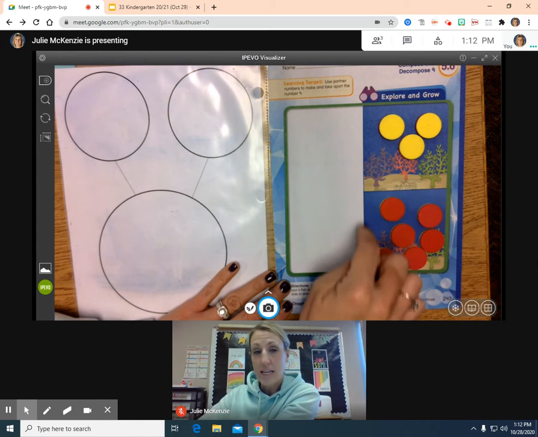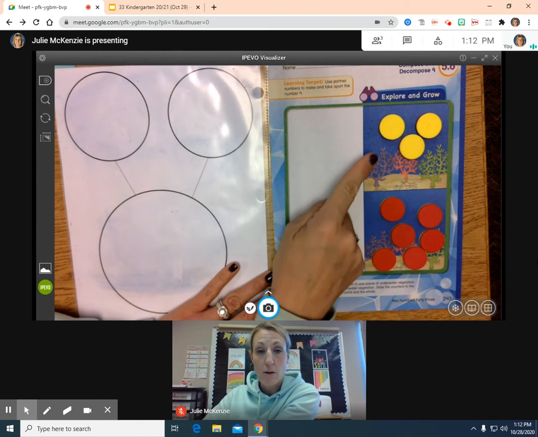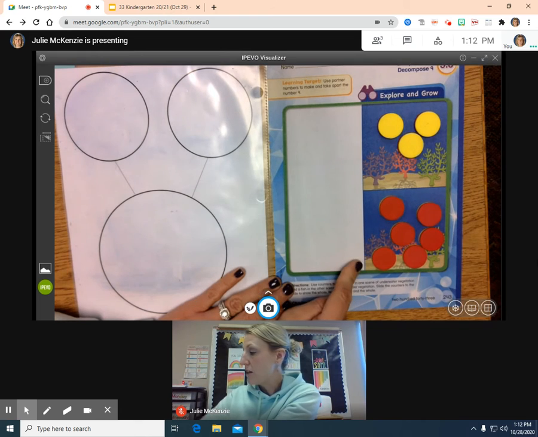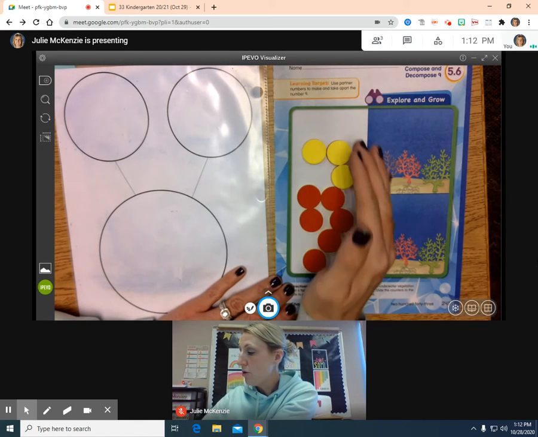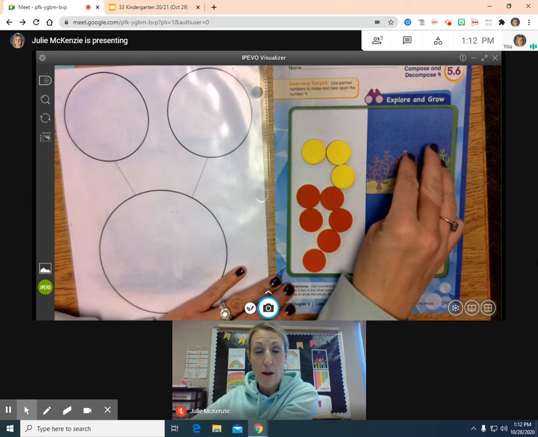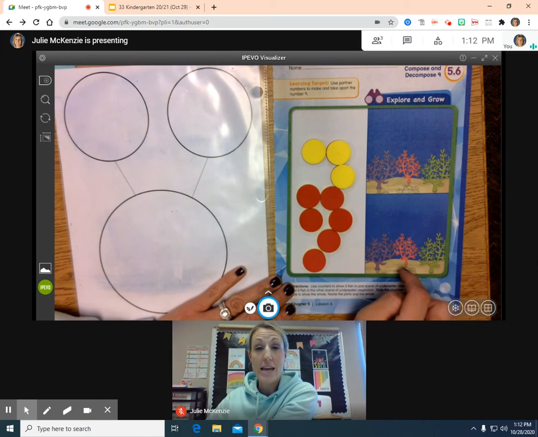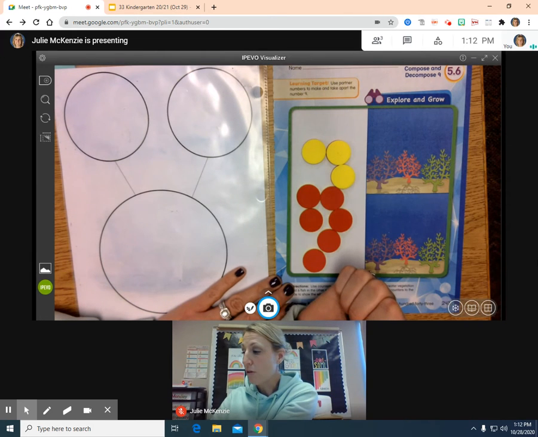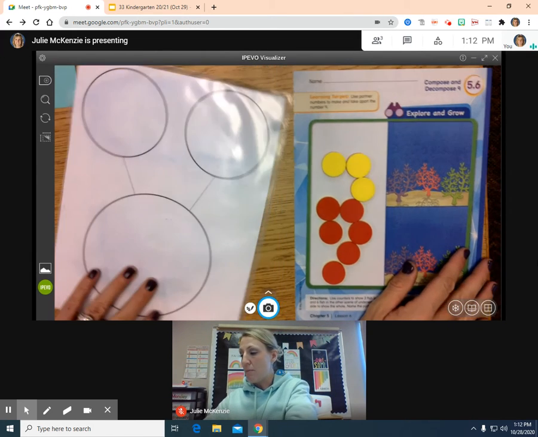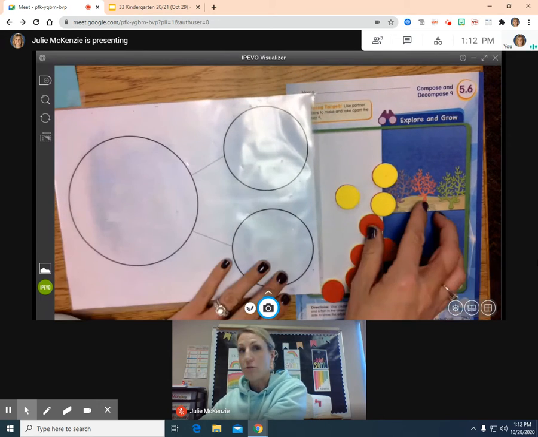These would represent the parts. 3 on one part, 6 on the other part. And if I slide them all together, now this shows the whole group. I had 3 in one part, I had 6 in another part, and when I push them together, now I have the whole group. This would be like a number bond that was facing this direction.